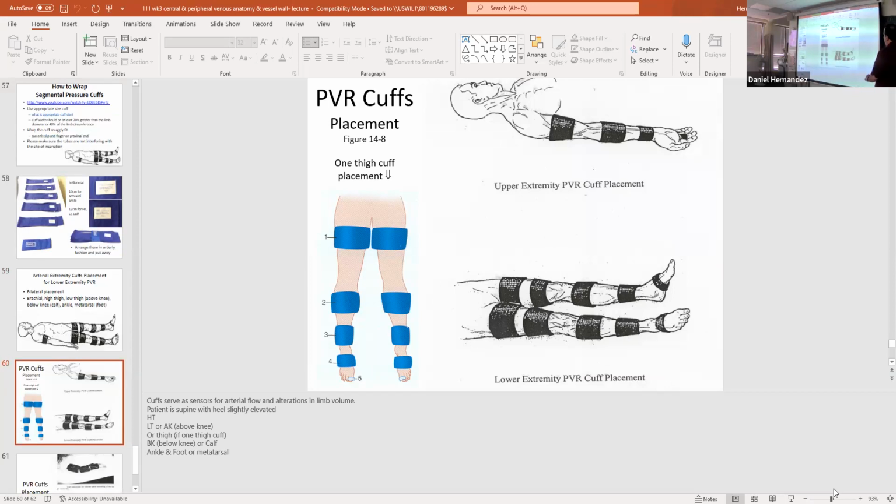If you're ever doing an upper extremity PVR, this would be the placement. We'll do cuff placement for upper extremity a little later, probably during the summer. But if you had to do an upper extremity PVR, we do a brachial, upper forearm, lower forearm, as well as a digit.